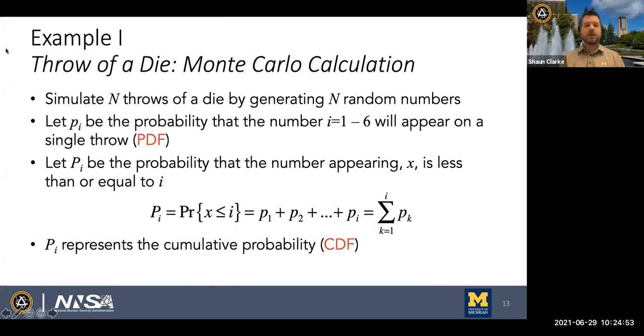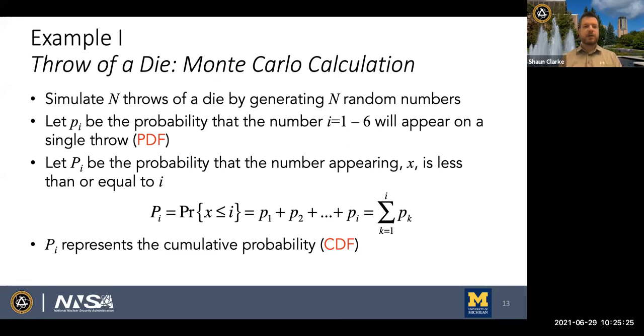So we can do that. We can simulate a single die throw using a Monte Carlo calculation. So our task here would be to simulate n throws. So we want to do it a large number of times. We'll do it by simulating n random numbers. So like any Monte Carlo calculation, if we want to do our random sampling, the first thing we need is a PDF. So in this case, because it's a regular or a fair six-sided die, it's actually a discrete PDF.